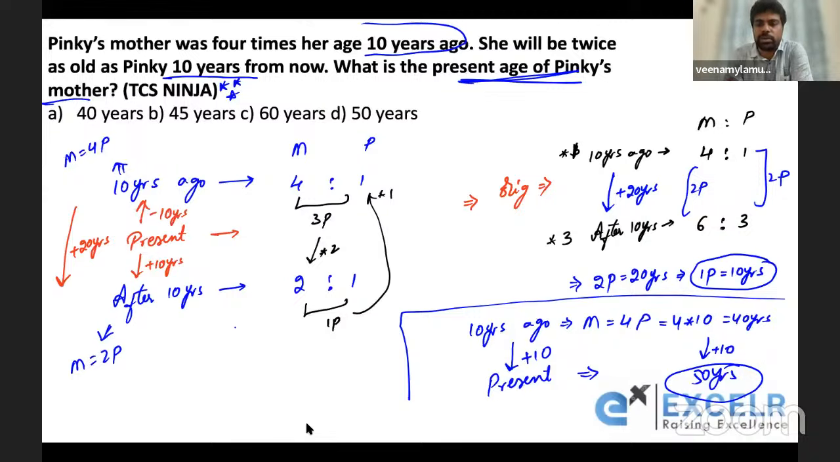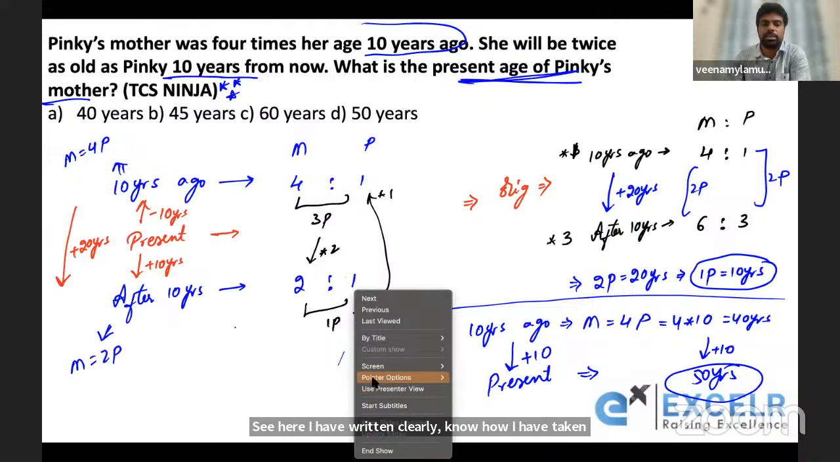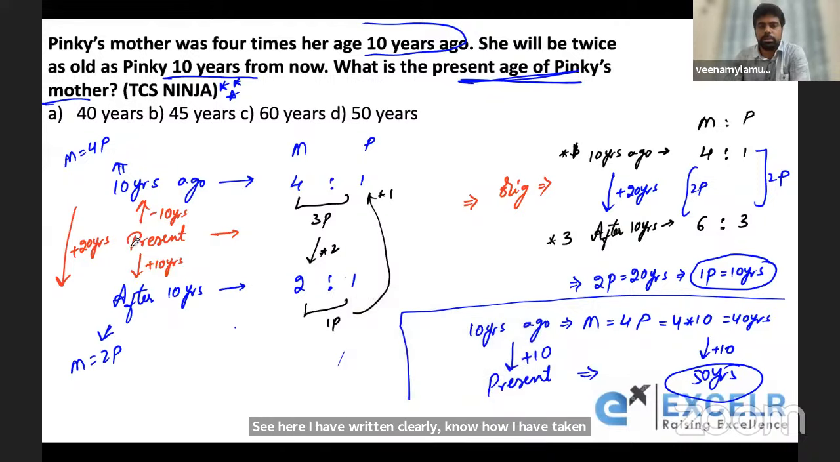Sharan Sai, what is the doubt in the last two steps? See, mother 10 years ago is 4 parts. Already I know that one part is 10 years. So 4 parts is 40 years. So 10 years ago, if someone is 40 years, present it will be how much? Now you will be 50 years. See, here I have written clearly how I have taken 20 years. This is present. From present, they went 10 years back and they came 10 years forward. So totally from here to here, it is 20 years.